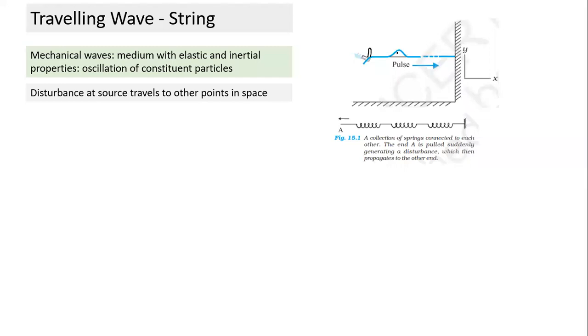If this kind of bump keeps traveling, it will travel at a particular speed. So the disturbance at the source travels to other points in space. And further, it will take more time for the disturbance to reach farther points.